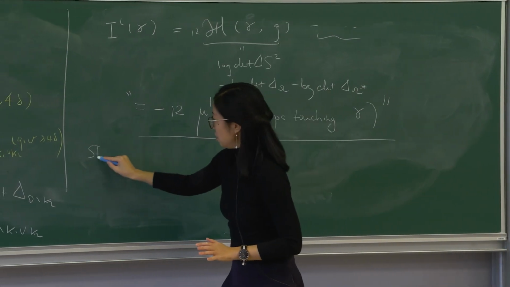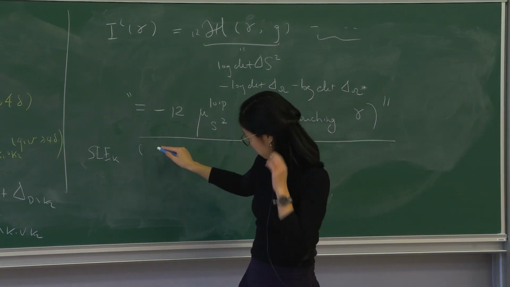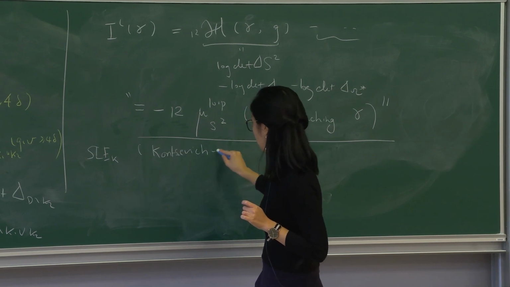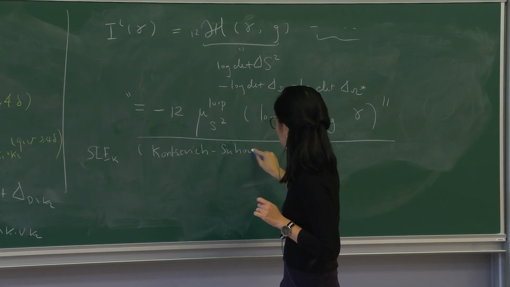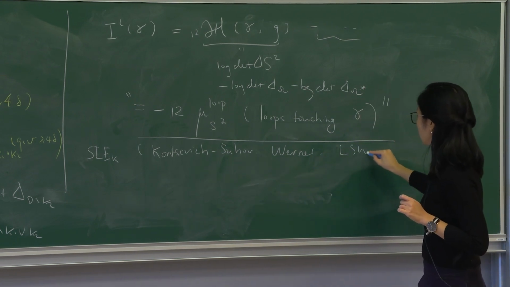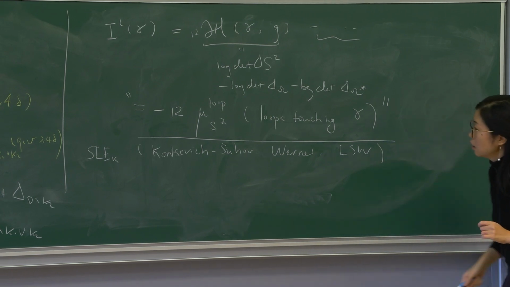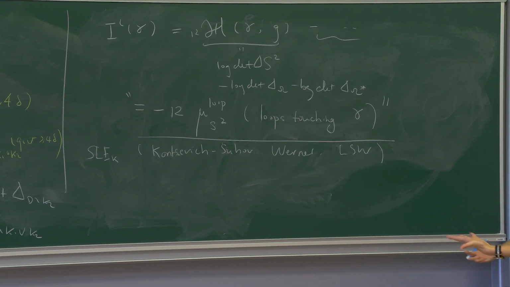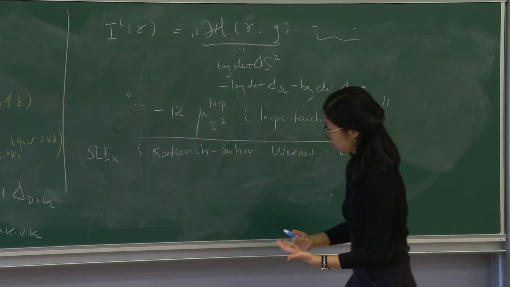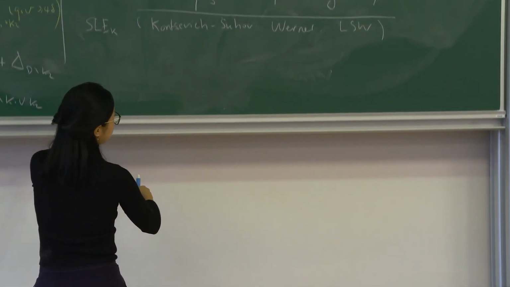So I think this idea probably should trace back to Kontsevich, Suhov, and also Werner and LSW, is that they also think of SLE as a measure on simple loops which satisfy a certain conformal restriction property. But it's very heuristic.